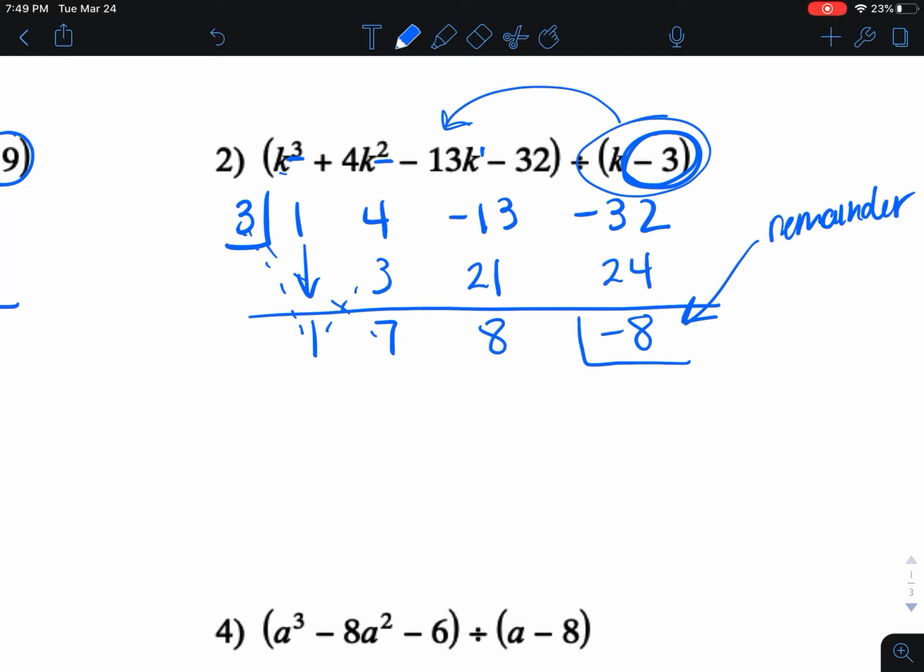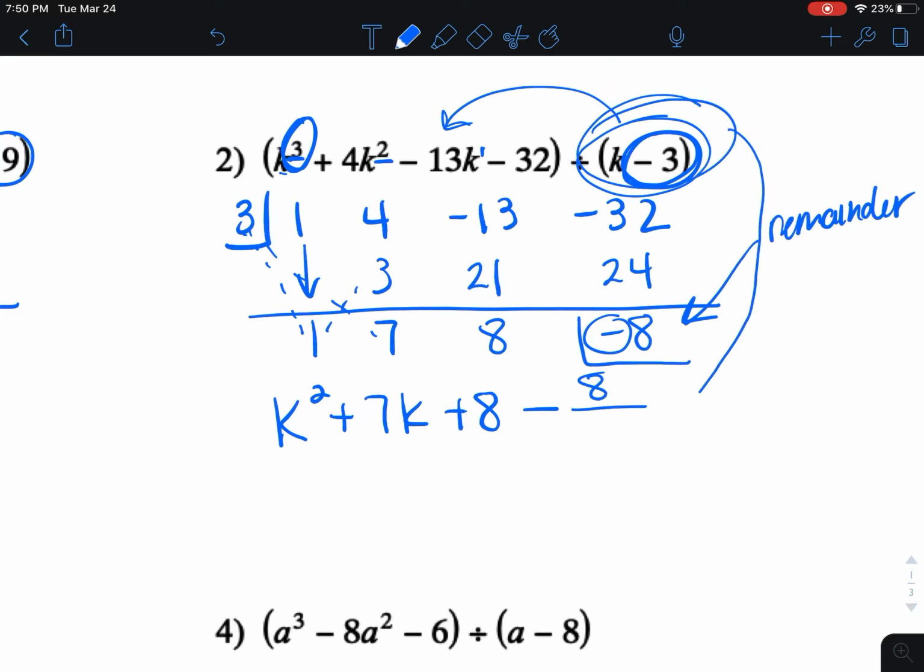So we do the same thing as we did before, same process. This was to the third, so my answer is going to be 1 less, which makes it squared. So this is k squared plus 7k plus 8. Now, this right here is a negative, so I put minus. Now we're going to make a little fraction. We put our remainder on top, and then you put this right here on the bottom.